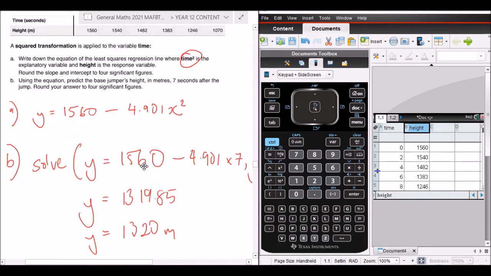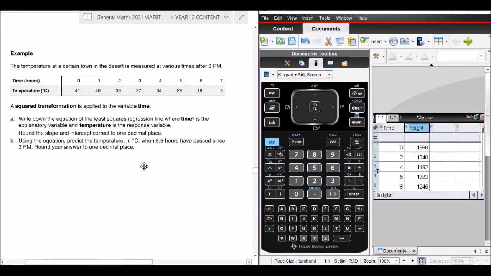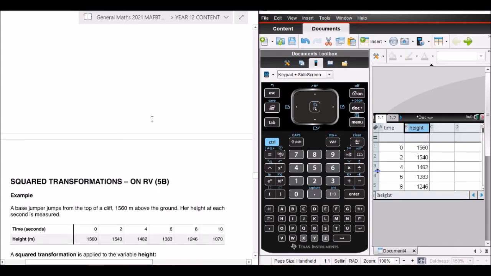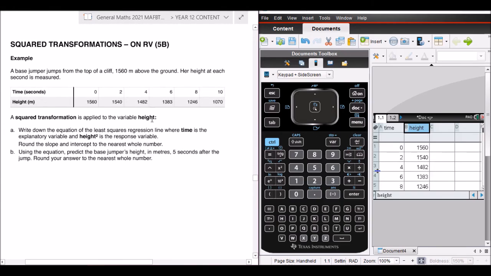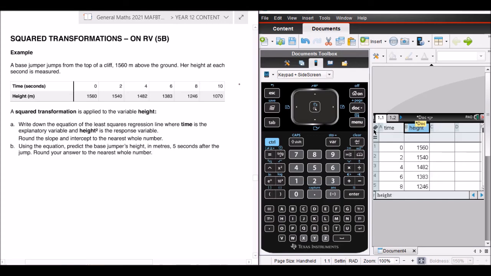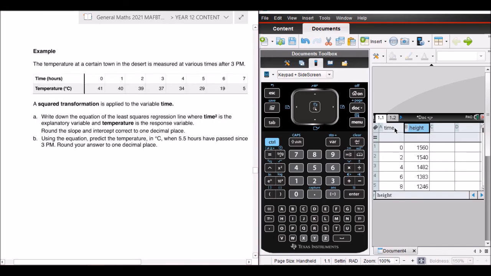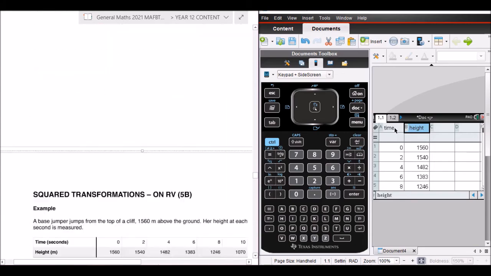Okay, guys, so we're going to go to the next one, but instead of doing the same transformation on time, or on the X or EV, we're going to do a transformation on the RV instead. So same question, but this time a transformation on height, instead of time.